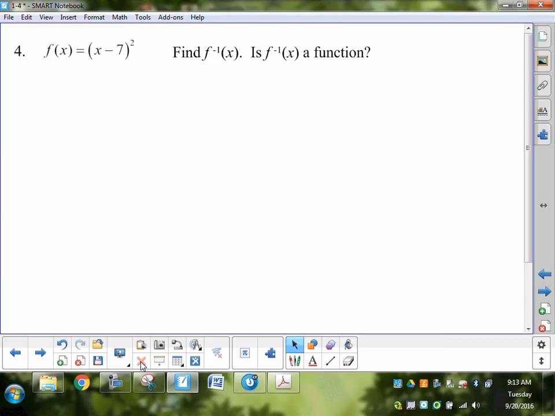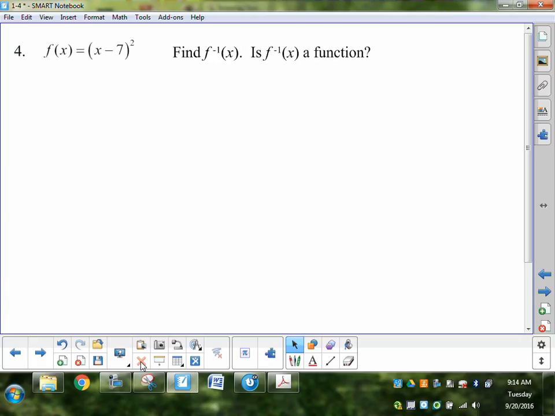Now, here's our problem. Watch what happens when we do this out. I'm going to answer the second part before the first. Before I find the inverse, I'm going to say, is this going to be a function? Hands up, please, if you can answer that piece of this. Emily H., what do you say? Would this be a function? Why?